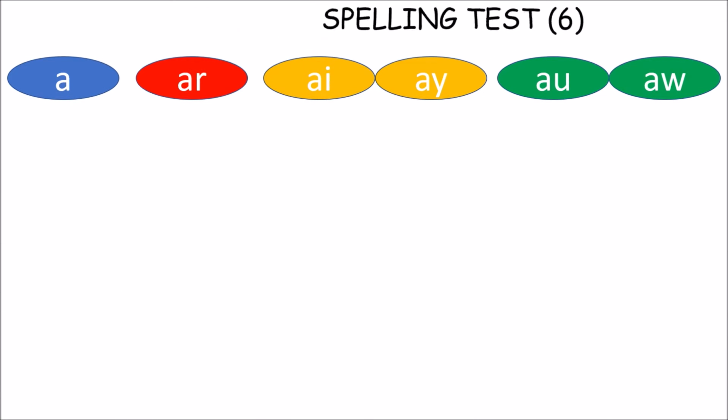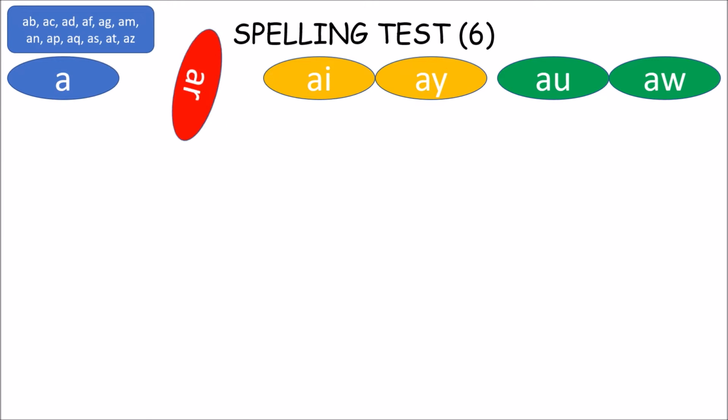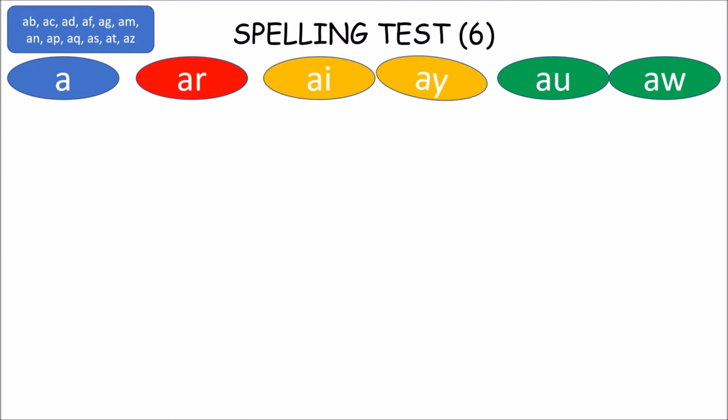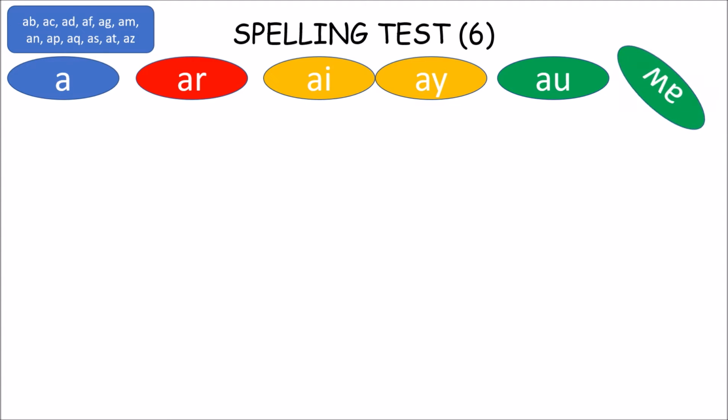Just in case you have forgotten the main sound of letter A, let's take a brief look again. Don't forget the vowel digraphs: the difference between AI and AY, though both sound as A, and the difference between AU and AW, though both sound as O.